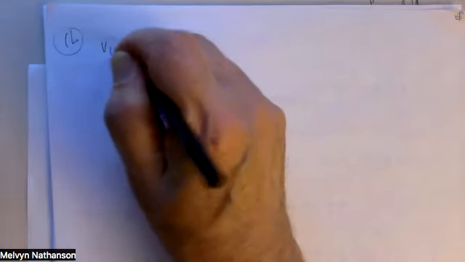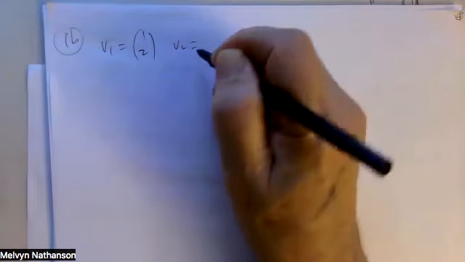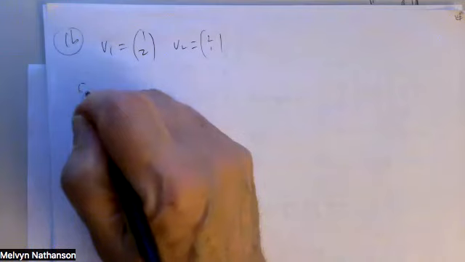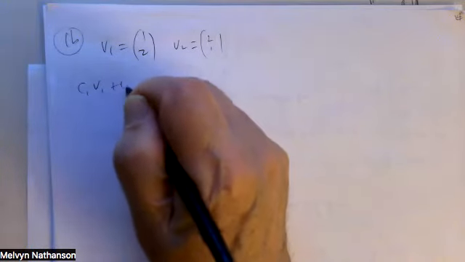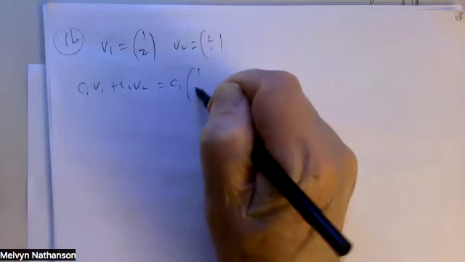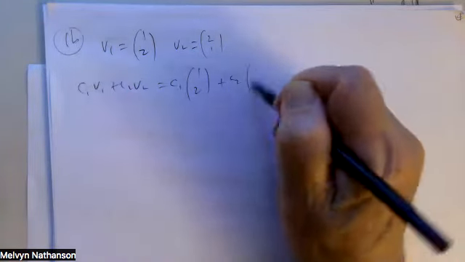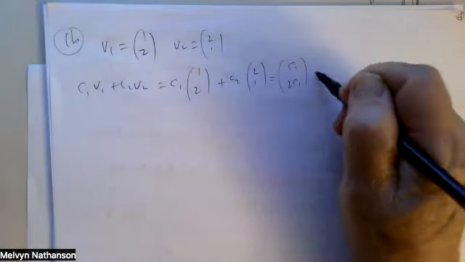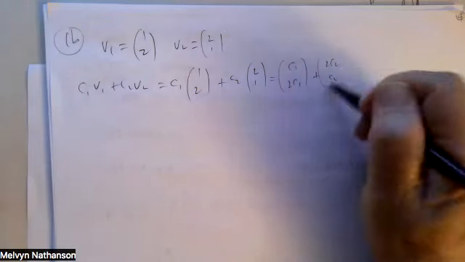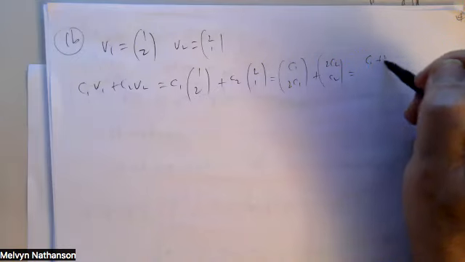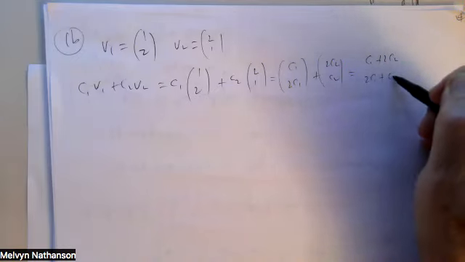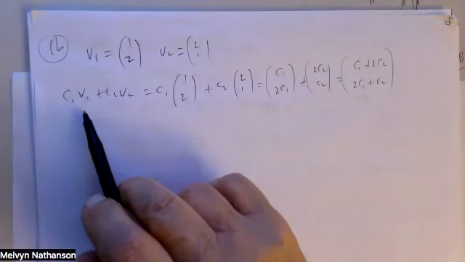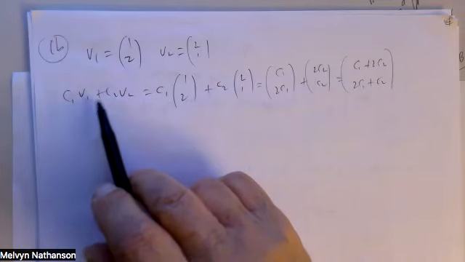What about 1b? Here we have two vectors, V1 equals (1, 2) and V2 equals (2, 1). So we consider a linear combination, C1 V1 plus C2 V2. That's C1 times the vector (1, 2) and C2 times the vector (2, 1). That's (C1, 2C1) plus (2C2, C2). And when you add, you get (C1 plus 2C2, 2C1 plus C2). This is the linear combination C1 V1 plus C2 V2.